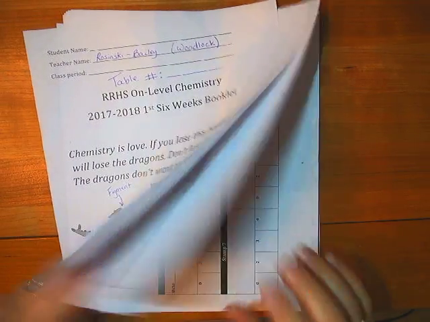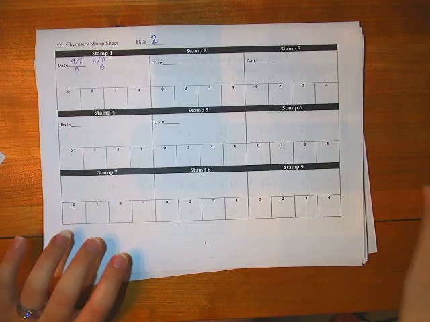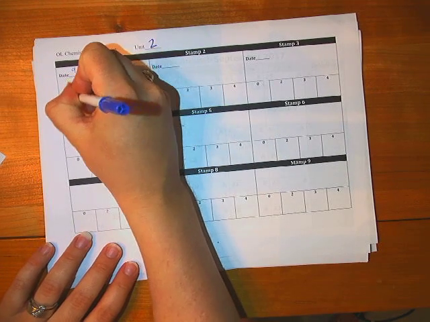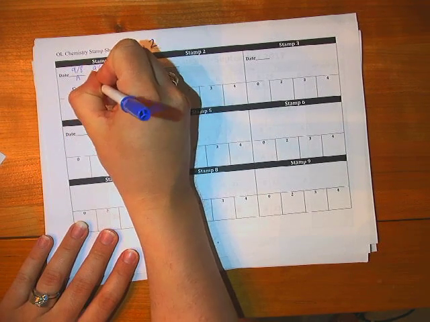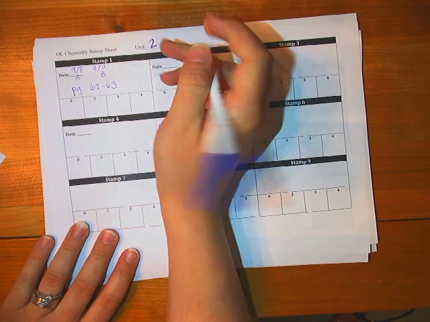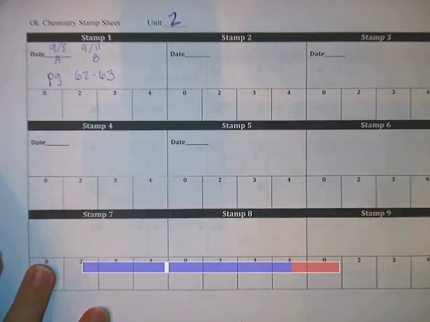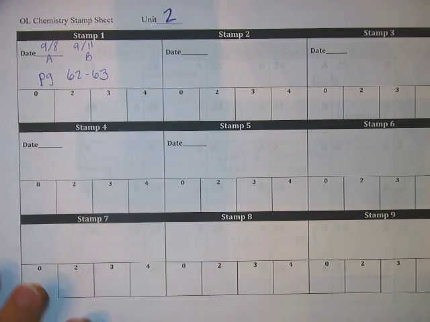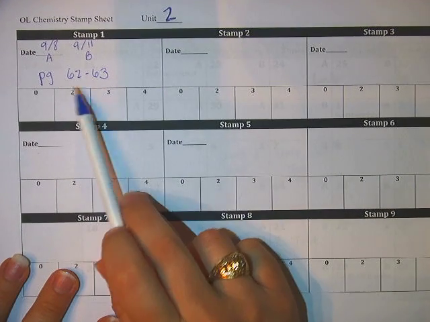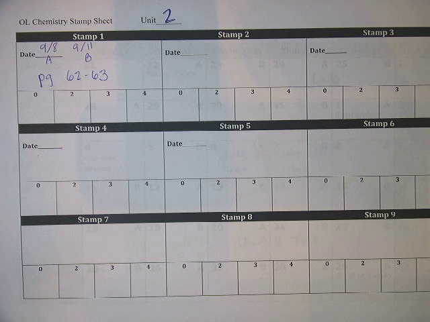All right, let's look at your new Unit 2 stamp page. My intention was for your first stamp to be the activity on pages 62 to 63. Depending on if you had time in class or not, Miss Woodlock may be changing that for you. So that was my intention, but you may or may not have had time in class for that.